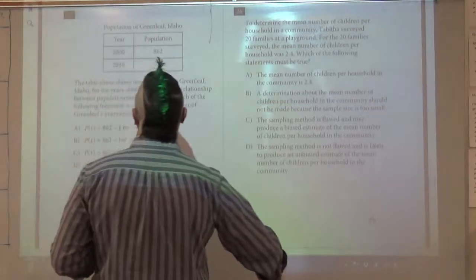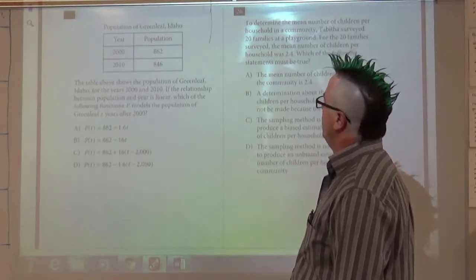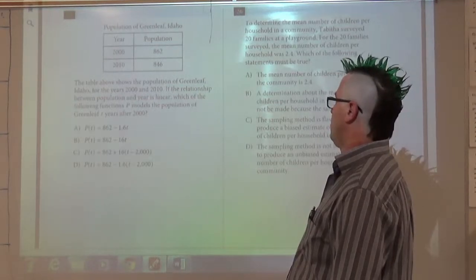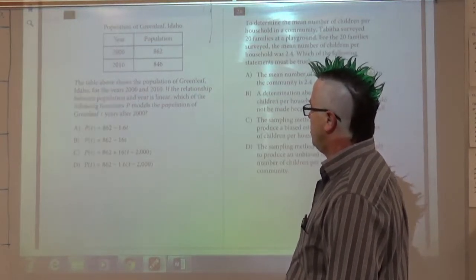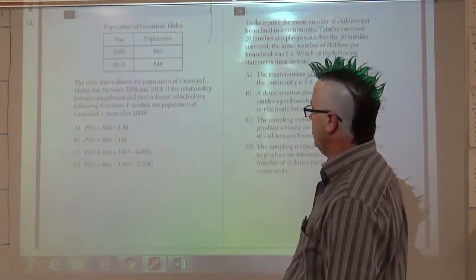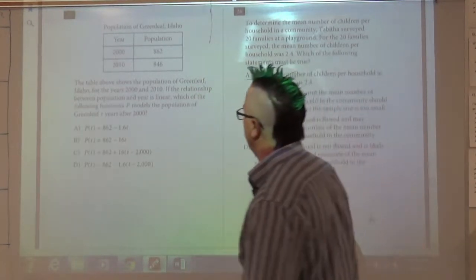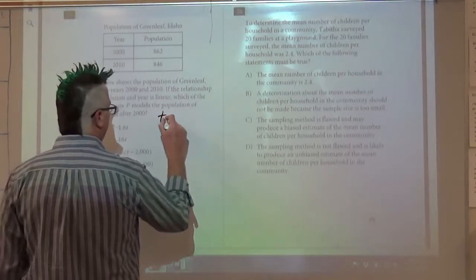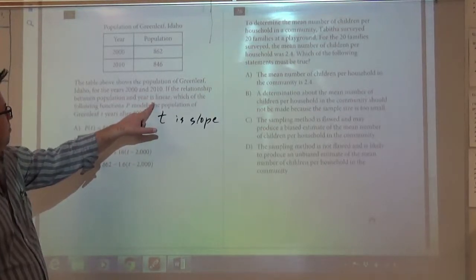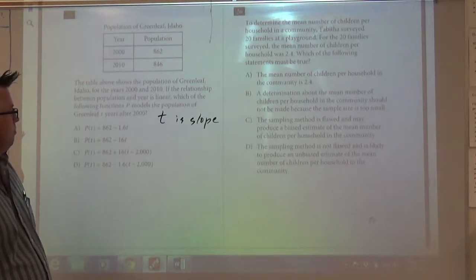All right, for 25. Population in Greenleaf, Idaho. The table above shows the population of Greenleaf, Idaho for the years 2000 and 2010. If the relationship between population and year is linear, which of the following models the population of Greenleaf t years after 2000? All right, so they said it's linear, so we need a linear equation.